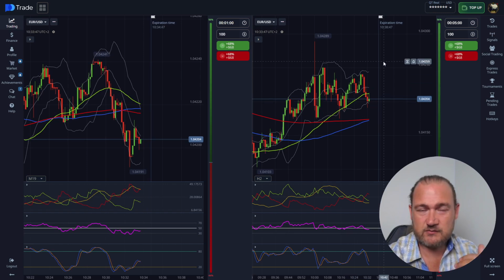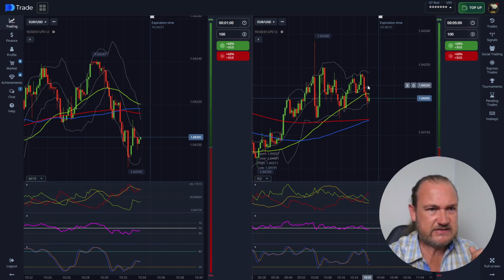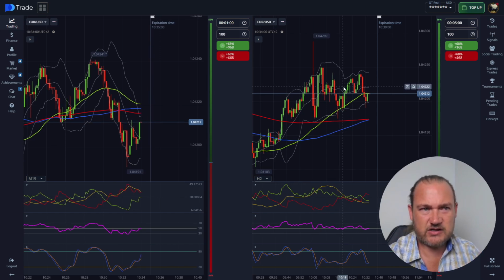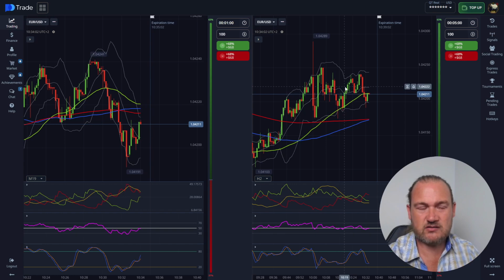It bothers me that the payouts keep dropping at the moment, but it is normal when there's a lot of data coming out. It doesn't matter if it's high impact or low impact data. Quite often when there's a lot of data coming out and the brokers expect a lot of volatility, they will lower the payouts.